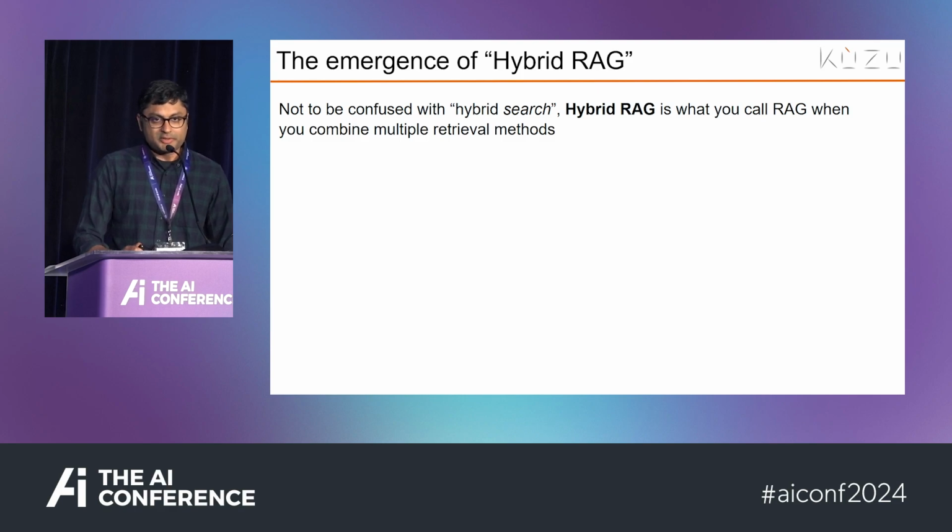I'll also mention another key term that's emerged in the literature in the last couple of months. It's called hybrid RAG. And if you're familiar with search and retrieval, you're likely familiar with the term hybrid search. The term hybrid RAG, however, is not the same as hybrid search. Hybrid search is a combination of keyword-based search and vector search. But hybrid RAG is being used to describe systems where you build RAG, but you combine multiple retrieval methods.